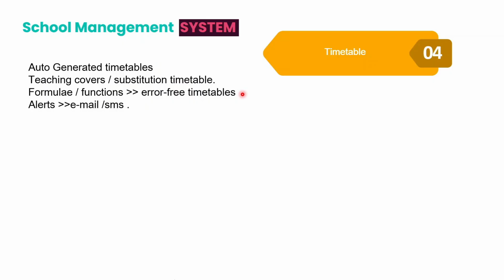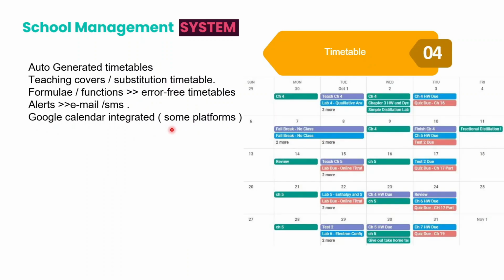So the change of the timetables will be made more efficient, and the system can inform all those concerned instantly using electronic communications, such as alerts sent to the teachers and students via email and SMS. Also, in some platforms, they have Google Calendar integrated too. So the timetable will be sent to teachers' calendars and also to students' calendars.